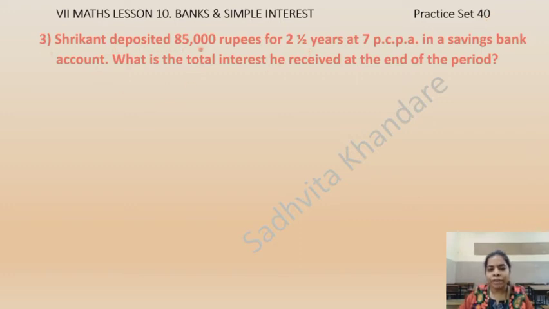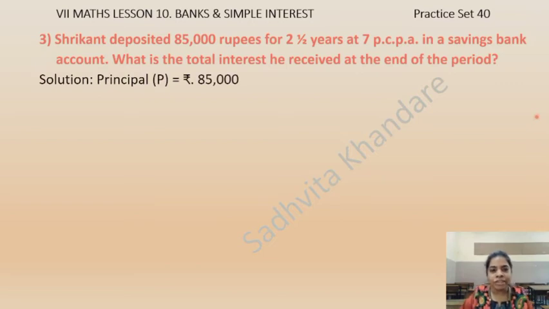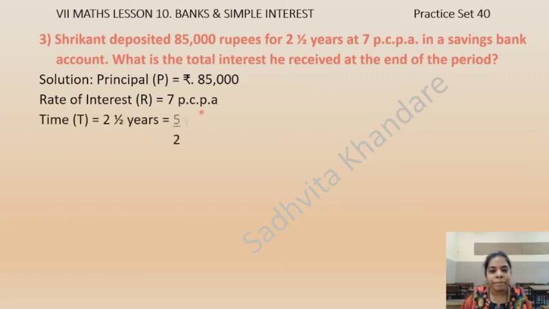Shrikant deposited 85,000 rupees for 2.5 years at 7 PCPA in a savings bank account. What is the total interest he received at the end of the period? Solution. See children, this is the principal 85,000 rupees. This much he deposited in the bank. This is the rate of interest 7 PCPA.